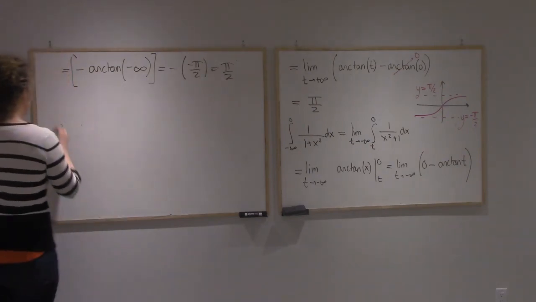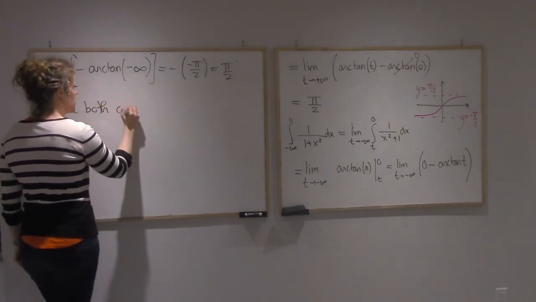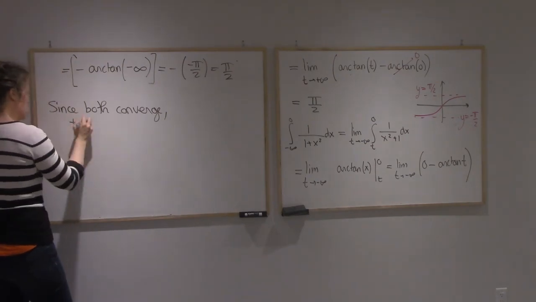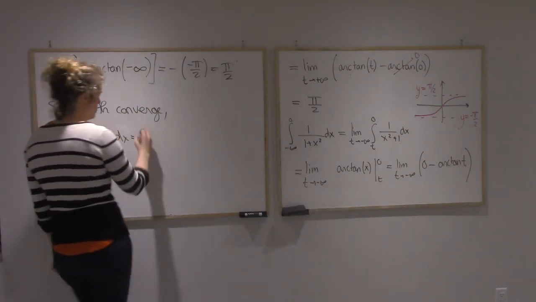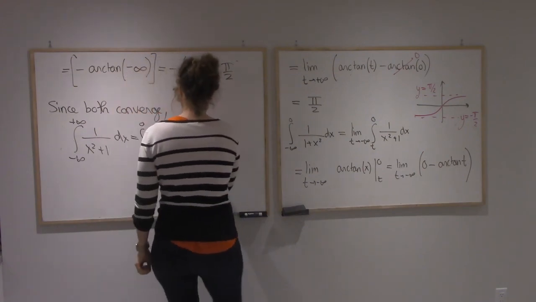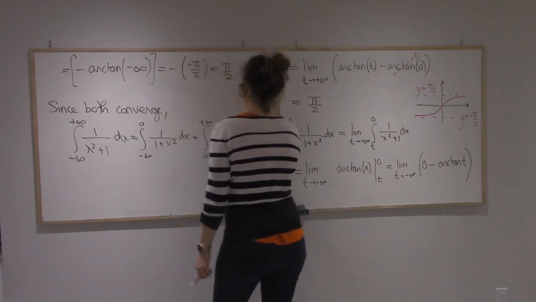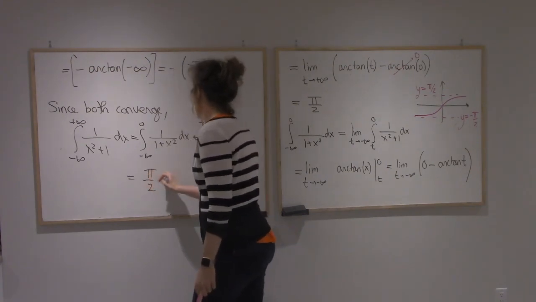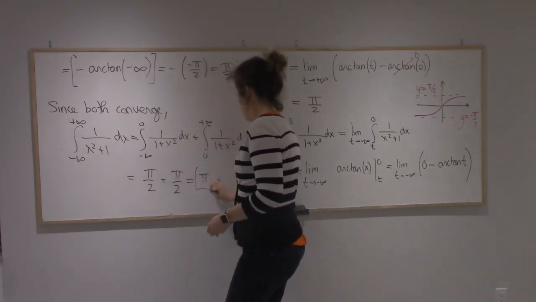If I want the whole thing, I'm going to have to add them up. This one we said was pi over 2. This one is pi over 2 as well, so the whole integral is pi.